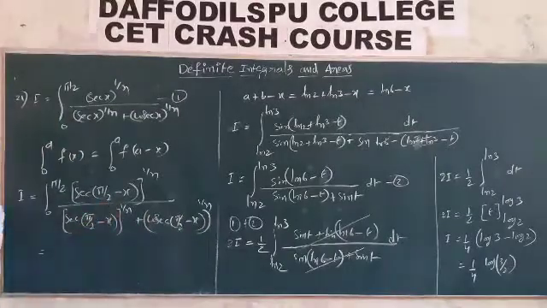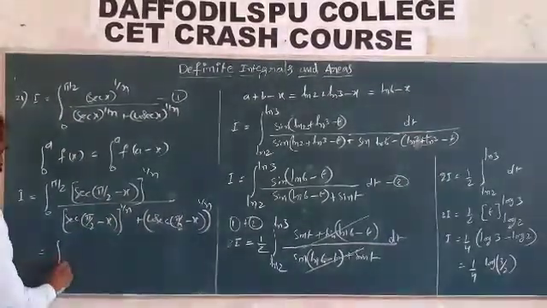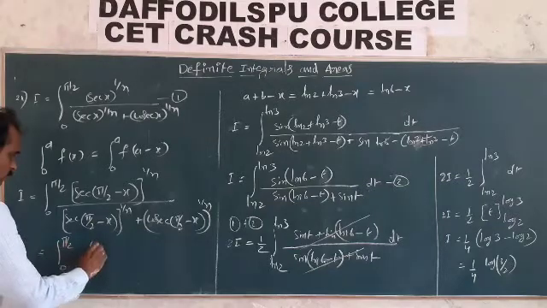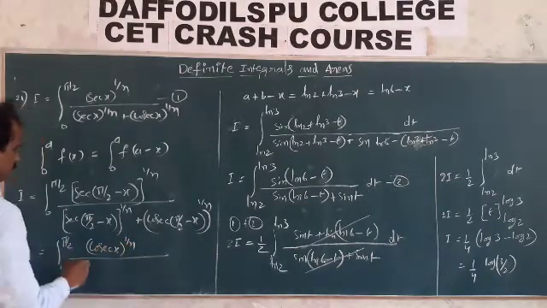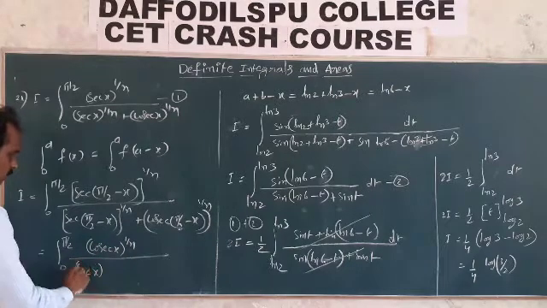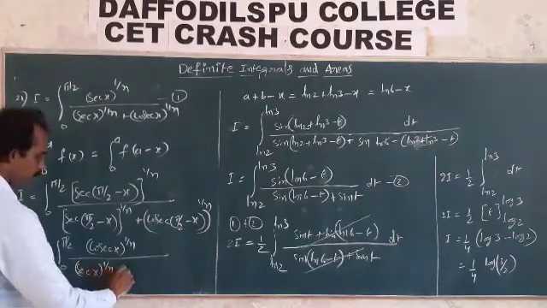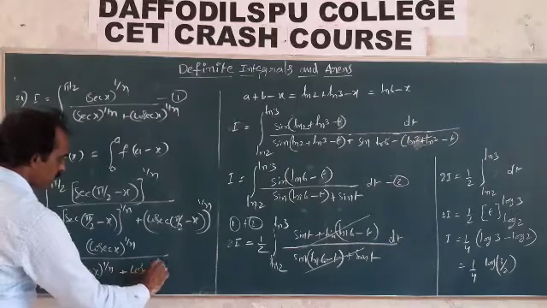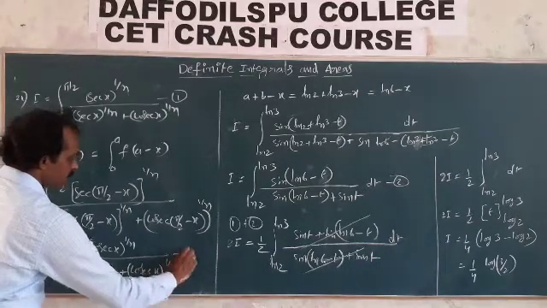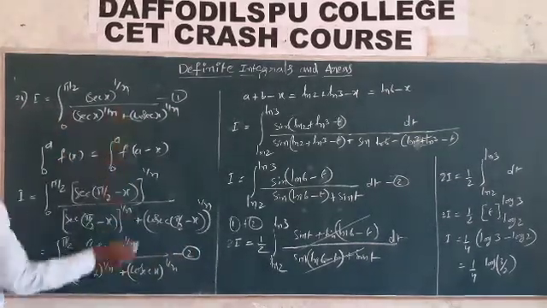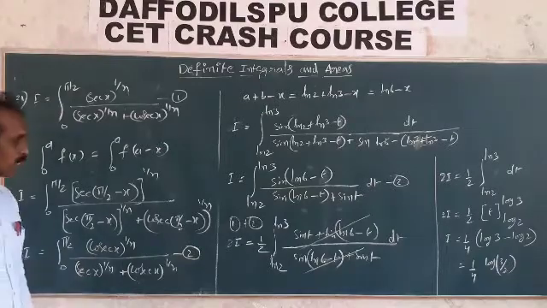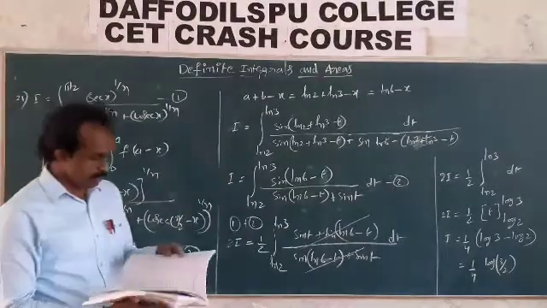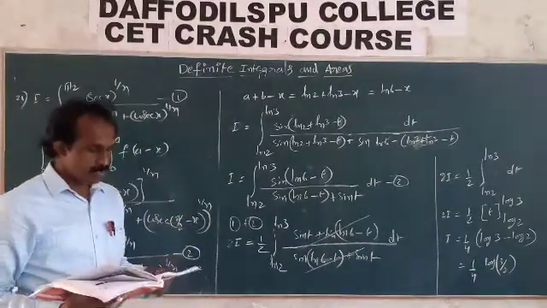This value is equal to, secant of 90 minus x is cosecant x, from 0 to pi by 2 of cosecant x whole power 1 by n divided by secant x whole power 1 by n plus cosecant x whole power 1 by n. This is the second equation. Add 1 plus 2. The left side is equal to 2I, and on the right side the numerator and denominator cancel, so we get the answer. Same process until 23, do yours.